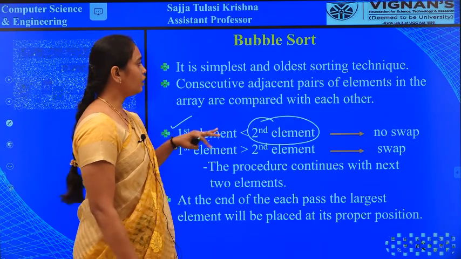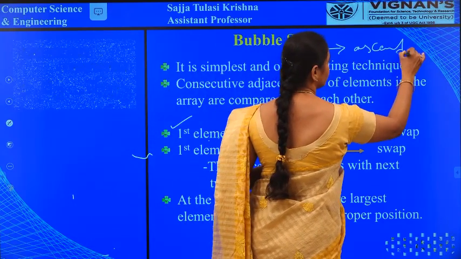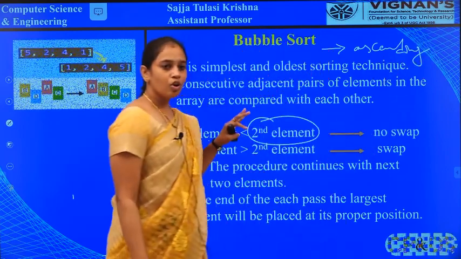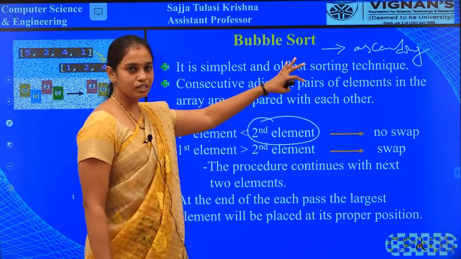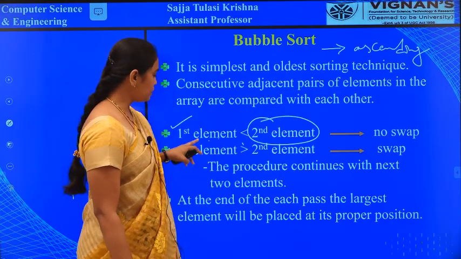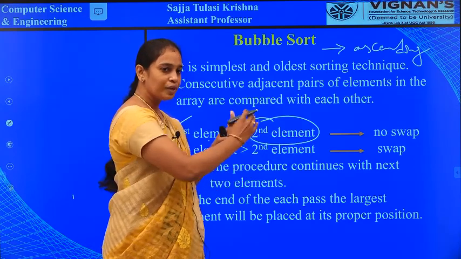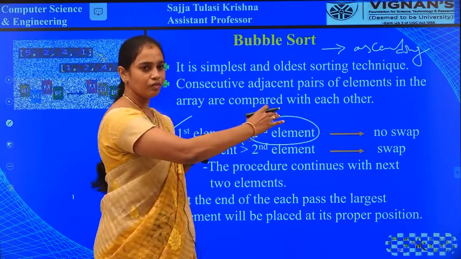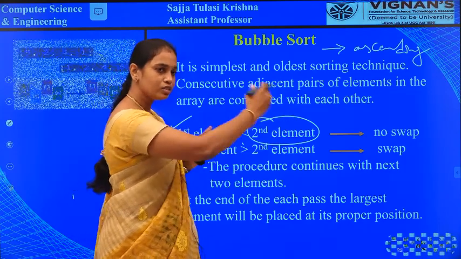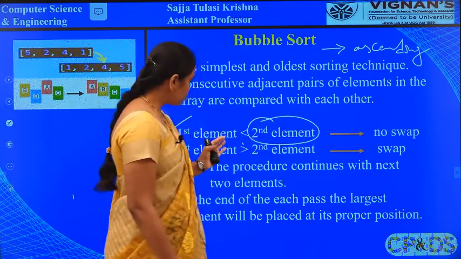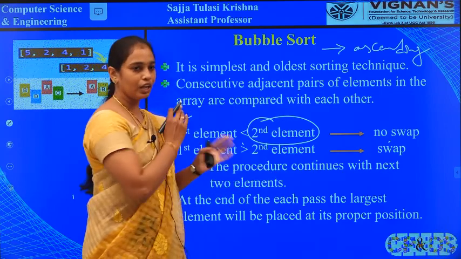Because here all the sorting is done in ascending order. Preferably we are doing ascending order only, not descending order. For that purpose I said the first element is less than the second element, meaning the second element is bigger. In ascending order, the first element is smaller and the second element is bigger. So this is correct, and that's why there is no need to swap the elements.